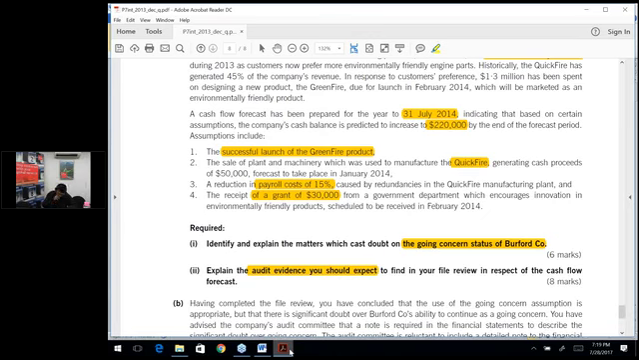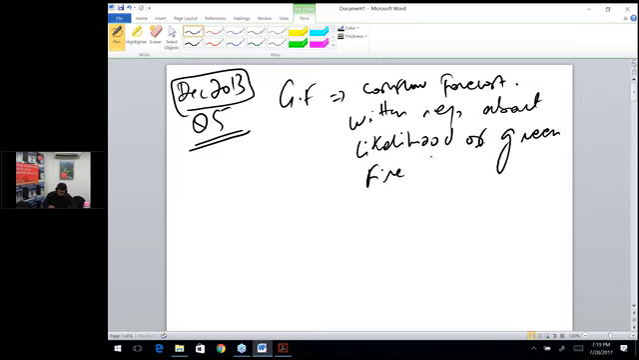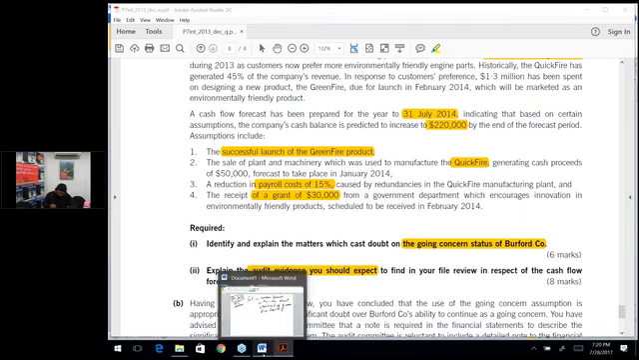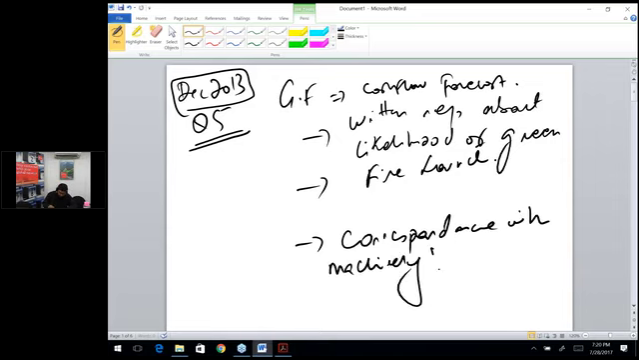Number two, sale of plant and machinery which was used to manufacture Quickfire. So you could have the management's written representation about the likelihood of Greenfire launch. The further thing that it says is that the machinery would be sold for 50,000. So if the machinery would be sold for 50,000, then the correspondence is with the machinery buyer.